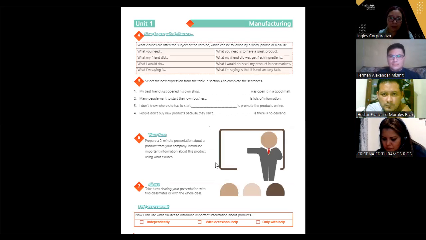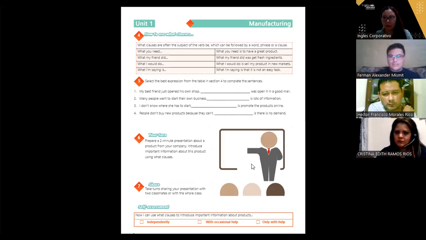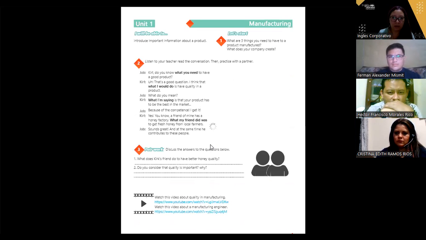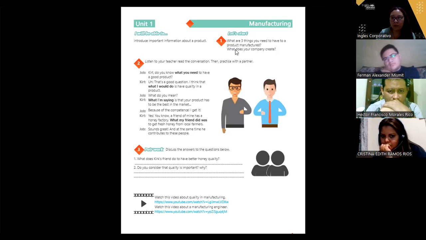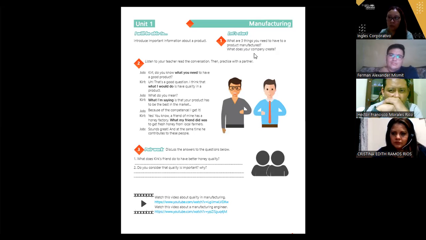We're going to go with this one. And we're going to start talking about tonight's topic, all right? We're going to check how to use what clauses. I'm going to need someone. Let's check the question first. What are three things you need to have a product manufactured? What does a company create? Well, it will depend, certainly, on what your company manufactures, right?